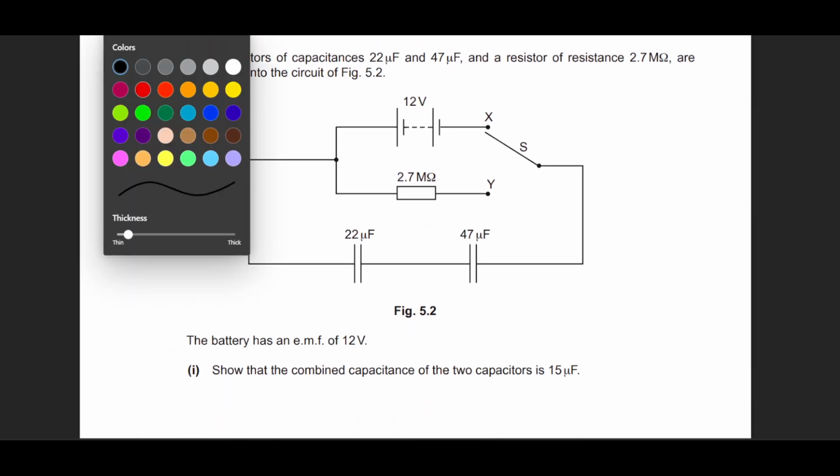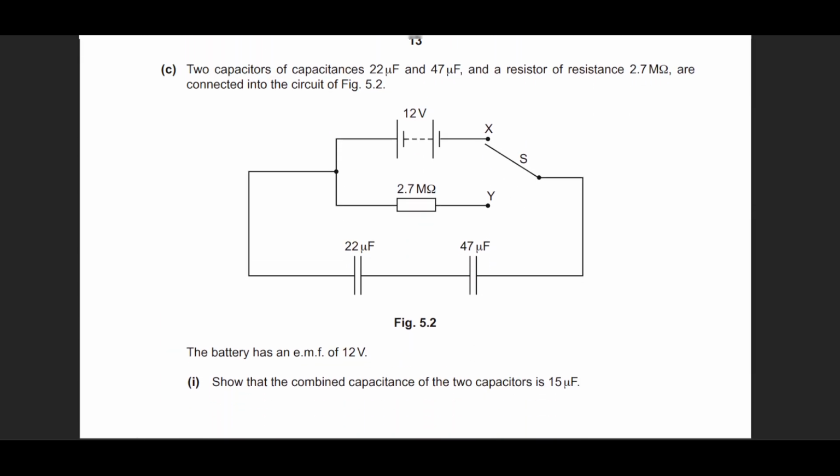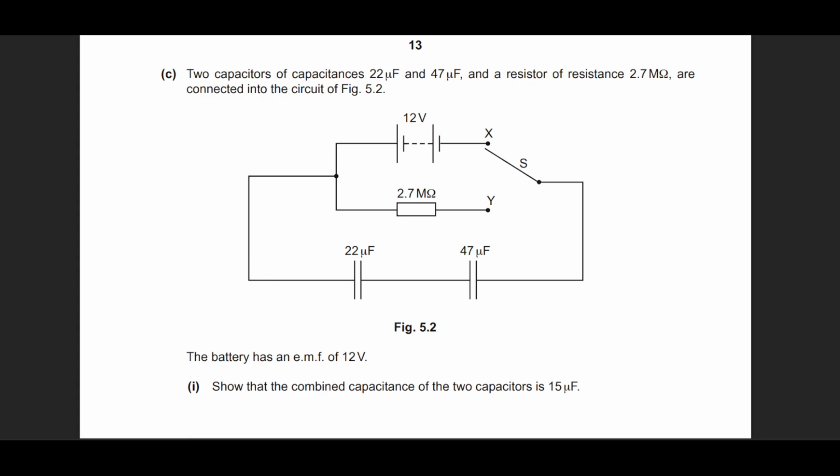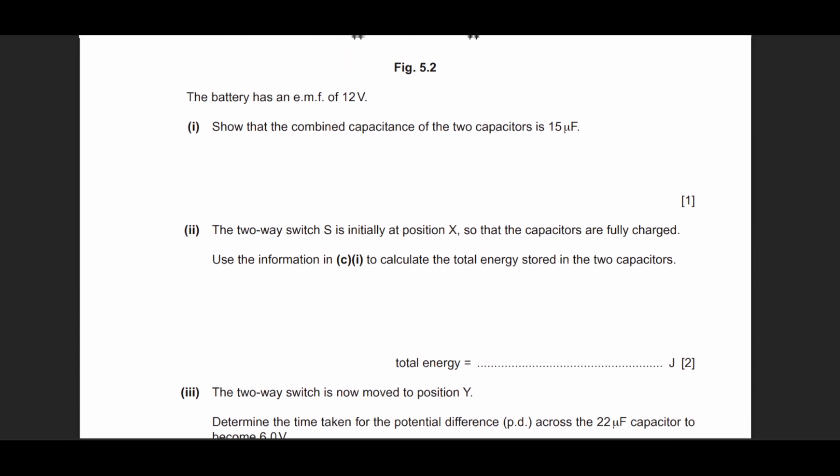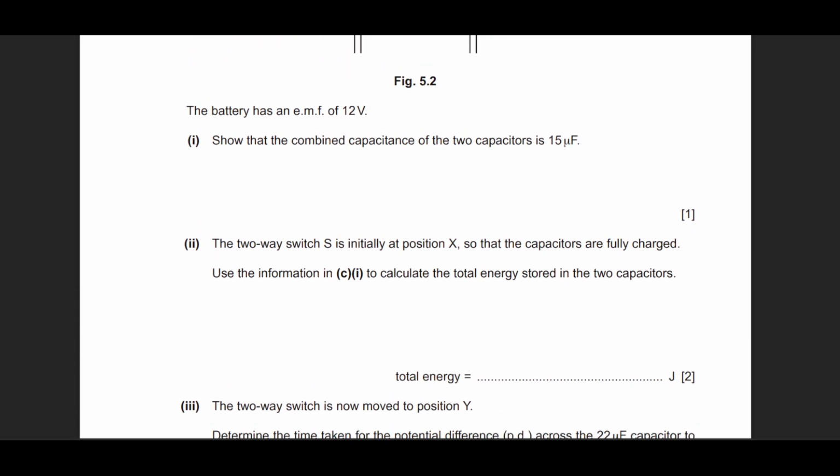So now he is going to move towards the mathematical aspect of this chapter. He says, okay, the circuit is given to us. Okay, fine. First, he will charge the capacitors with the help of the batteries, right? And then he will connect or move the switch towards the resistor to remove that energy into the resistor, or discharge that capacitor into the resistor. So he says that the battery has an EMF of 12 volts. Okay, fine. Show that the combined capacitance is 15.